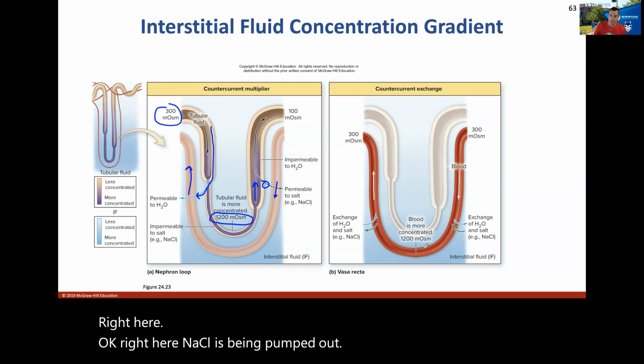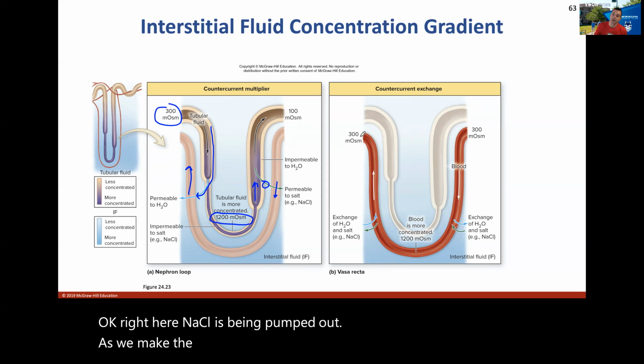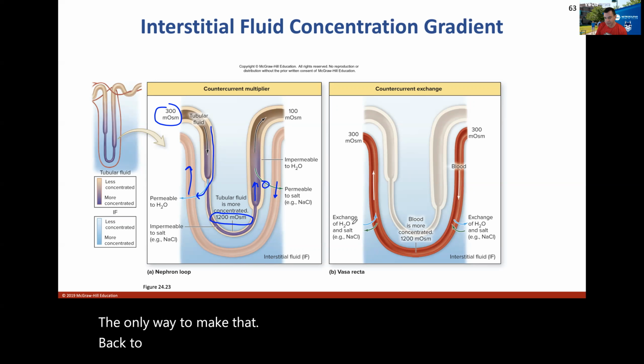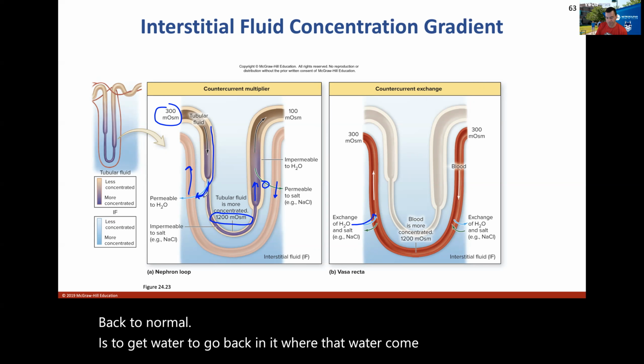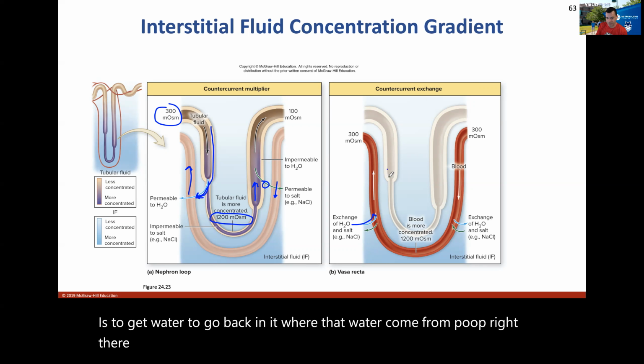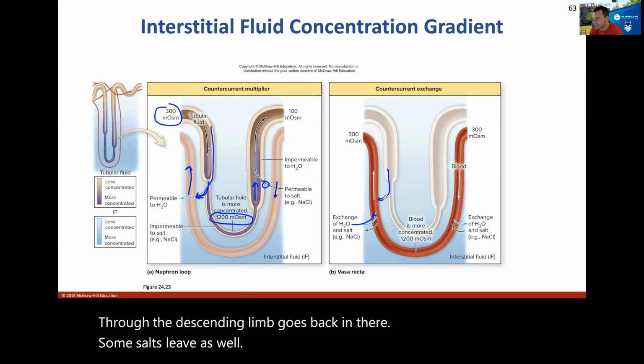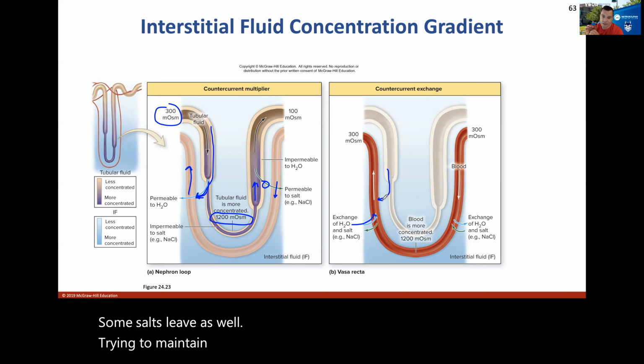As we make the turn back up top here, where we're at 300 milliosmoles, the only way to make that back to normal is to get water to go back in it. Where'd that water come from? Right there. That water that got pumped out through the descending limb goes back in there. Some salts leave as well, to maintain that isoosmotic concentration gradient with the surrounding interstitial space.